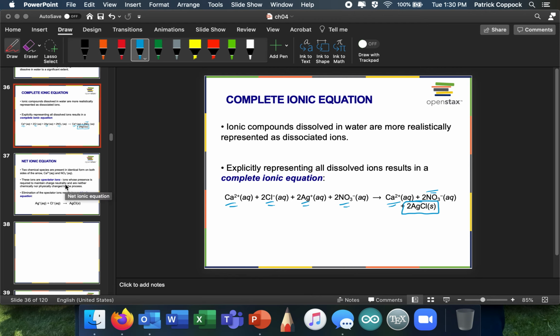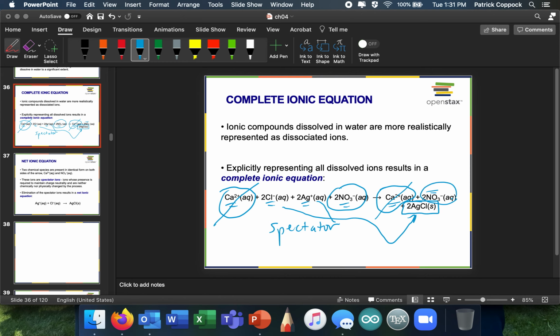Now, that sort of begs a question. If this is the complete ionic equation, and we're starting out with calcium aqueous in the beginning and calcium aqueous in the end, there's no real difference there. So we might say, well, let's just get rid of that because it's not doing anything. It's just a spectator. And chloride? Chloride is doing something. Chloride is mixing with silver to become silver chloride. But nitrate's not doing anything. Look at that. Nitrate in the beginning, nitrate in the end. It's a spectator ion.